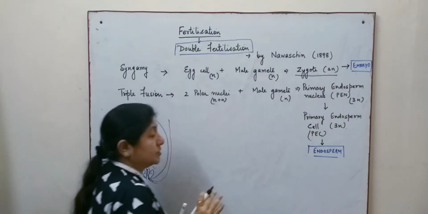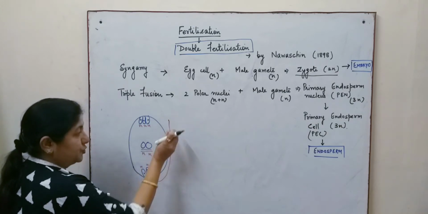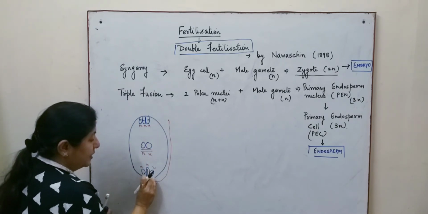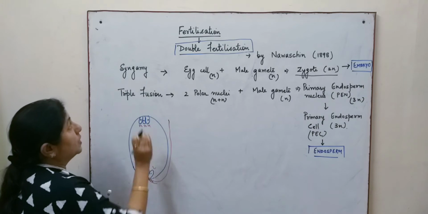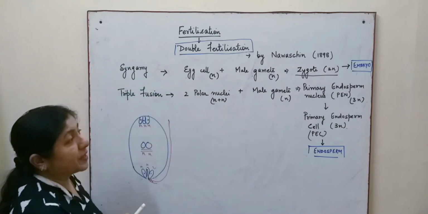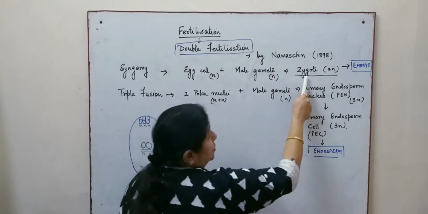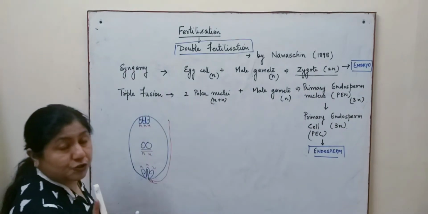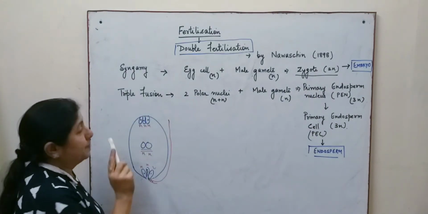So the pollen tube carrying the two male gametes, one of the male gametes fusing with the egg cell, forms the zygote. So this is one fusion with the male gamete.